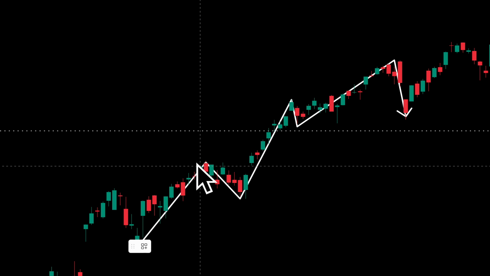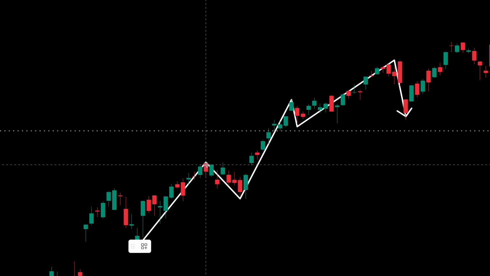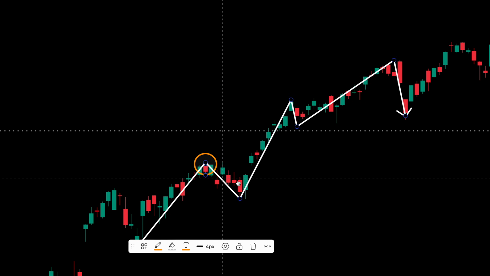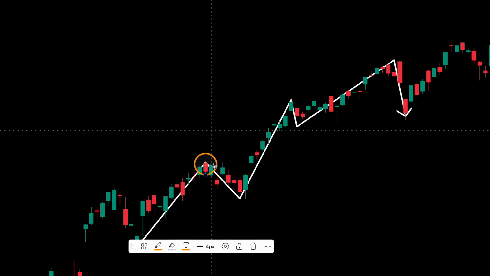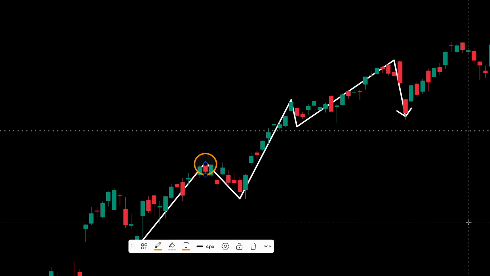Are you going to get in at a high? If I was to enter here, right? Oh, we're in a bullish trend. I'm going to go ahead. I don't want to miss out. Price going up. And I'm entering here. Maybe I'll realize it. Maybe I don't.